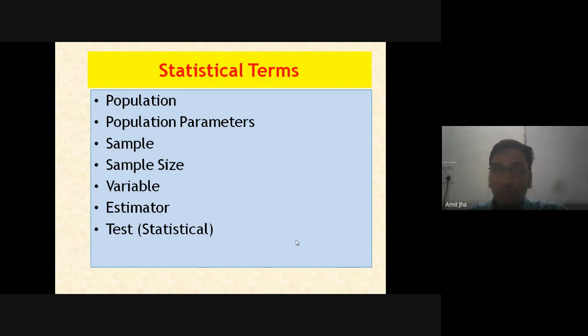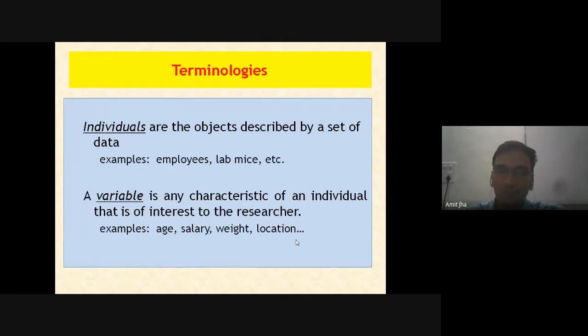And of course, the sample size: what should the sample size be so that it gives a meaningful result for that particular population. And the variable takes values, an estimator is used for estimating the different statistics. And there are certain tests of significance which are used. Herein, the individuals are the objects described by a set of data.